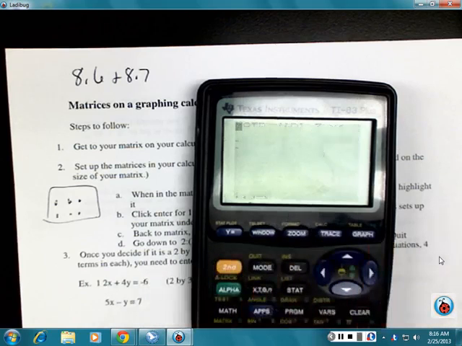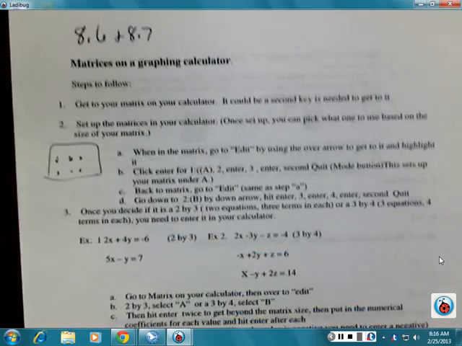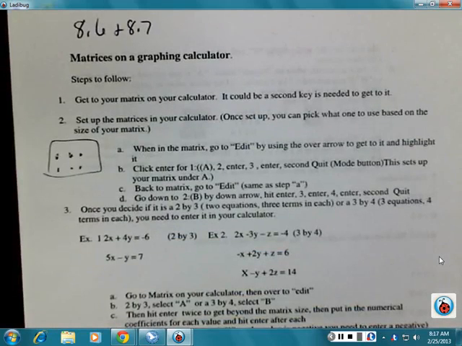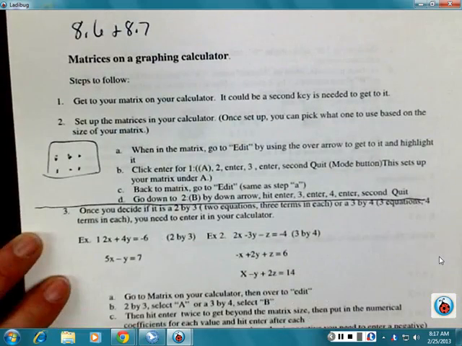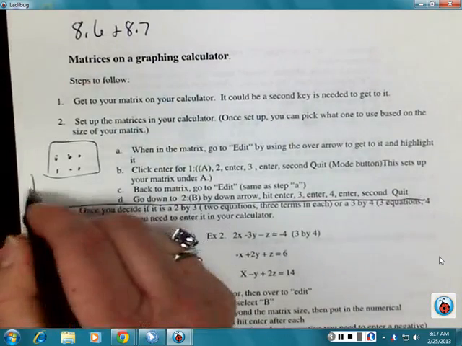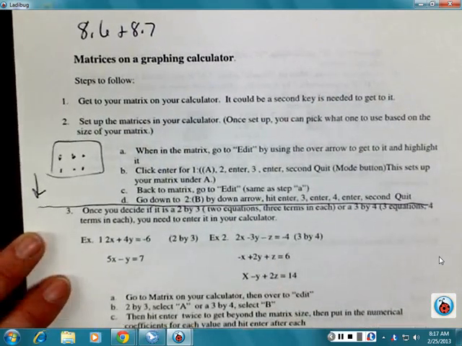So, I have a second quit. I end up getting my piece in there. All right? Now, once you get to this point, you don't ever have to go back and redo that. That's going to be on your calculator until you take out your major battery in there, or you go and reset your calculator. Then it'll wipe it out, but otherwise it should be there.